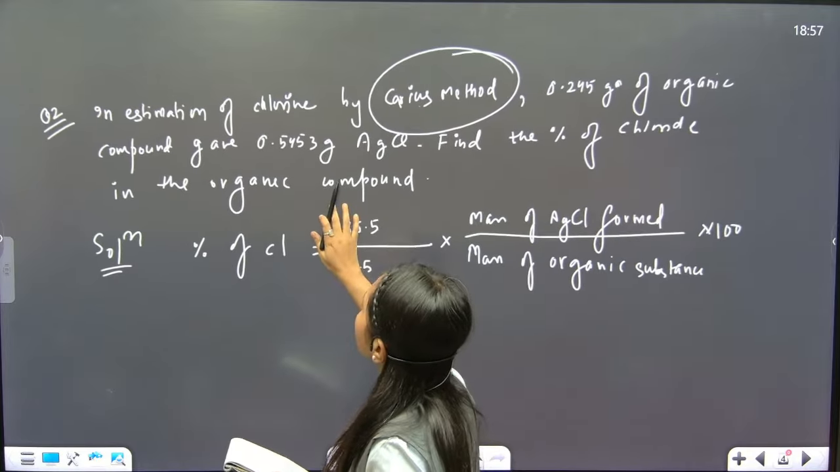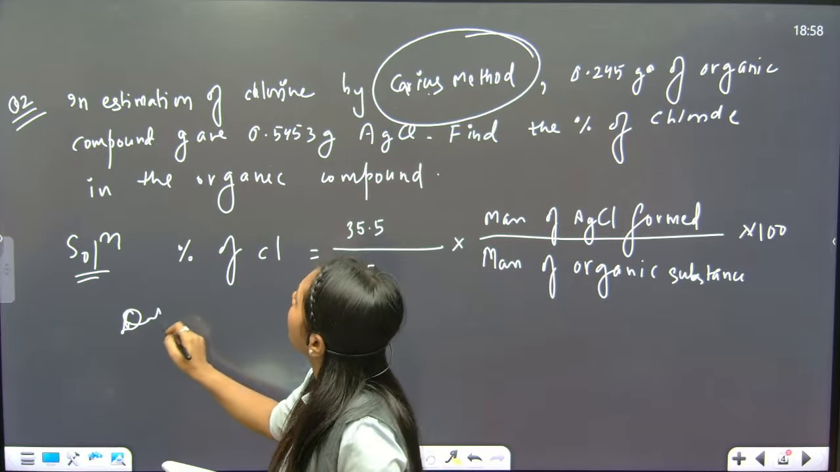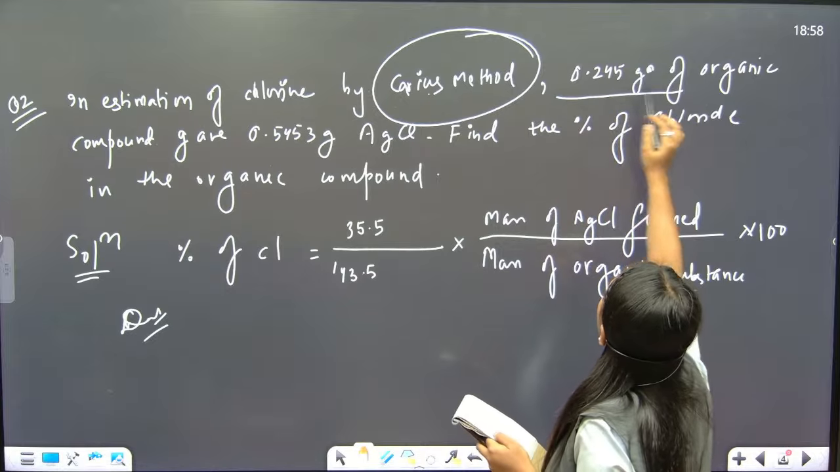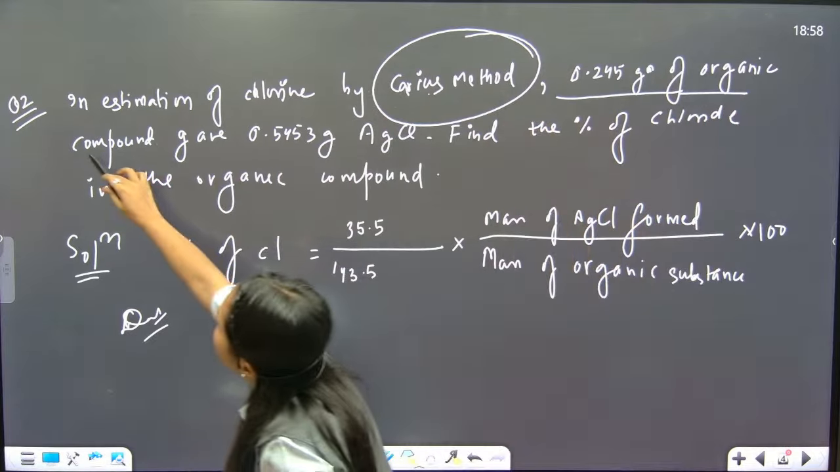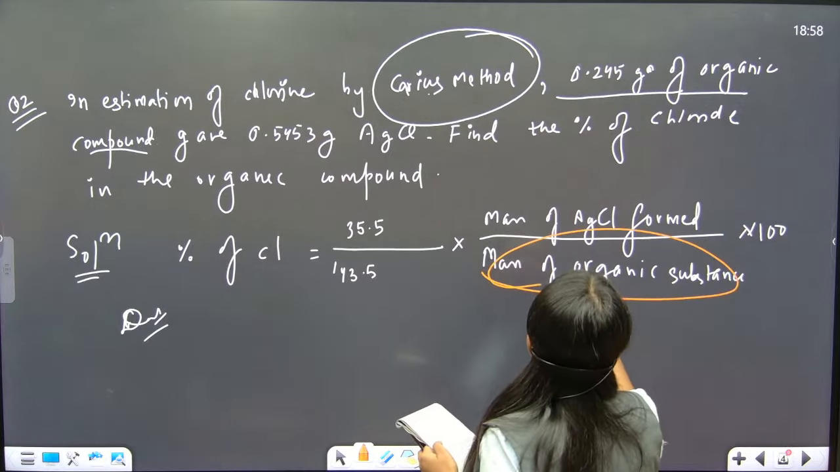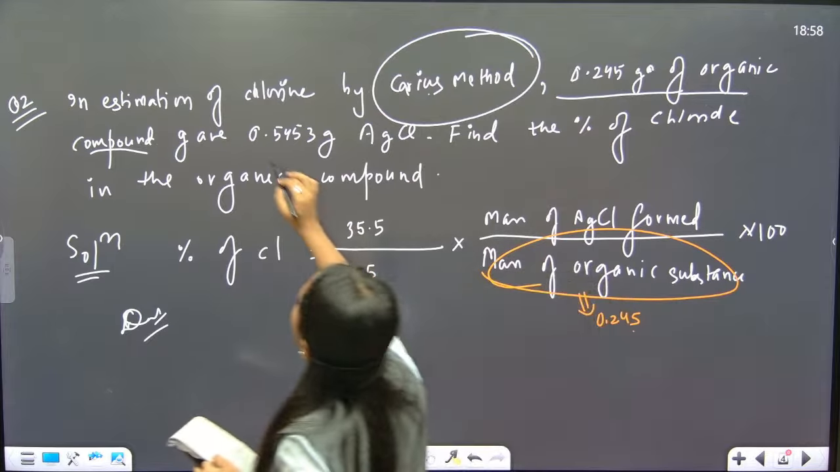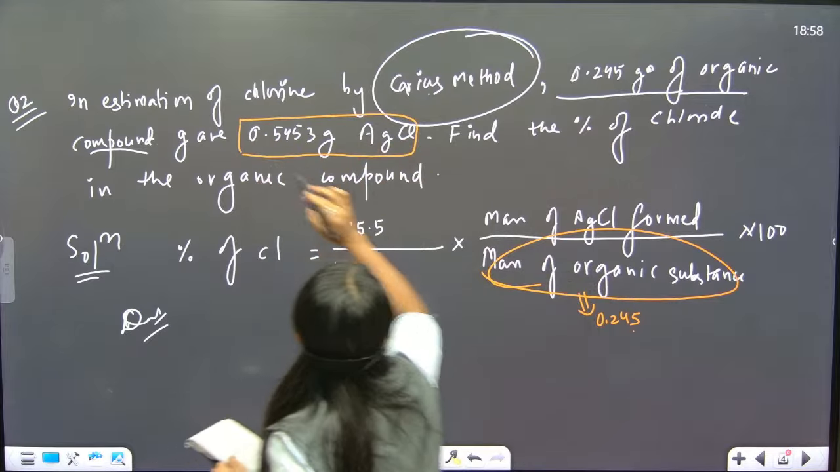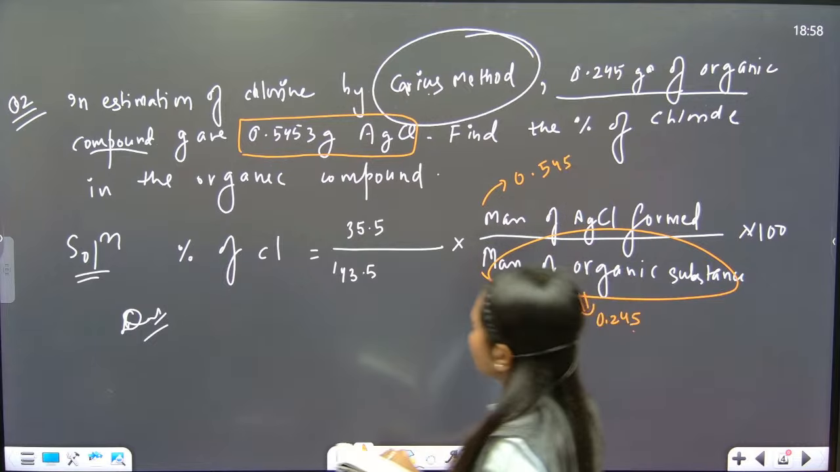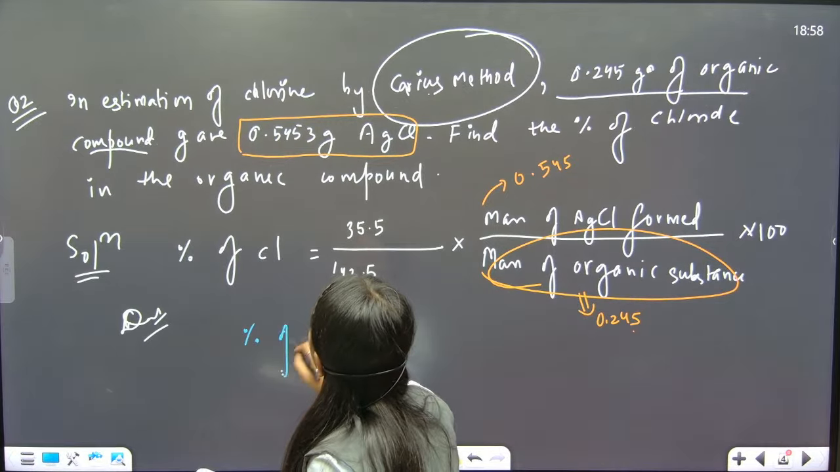Can you tell me what data is given here? In estimation of chlorine, 0.245 gram of the organic compound. So what is the mass of the organic compound here? 0.245, and how much AgCl is given? These two things we need, and we have them in the question, and that's it. We can solve for the percentage of chlorine.